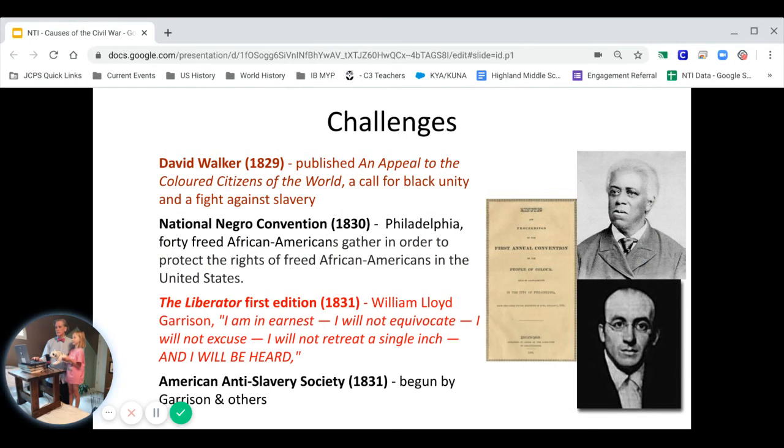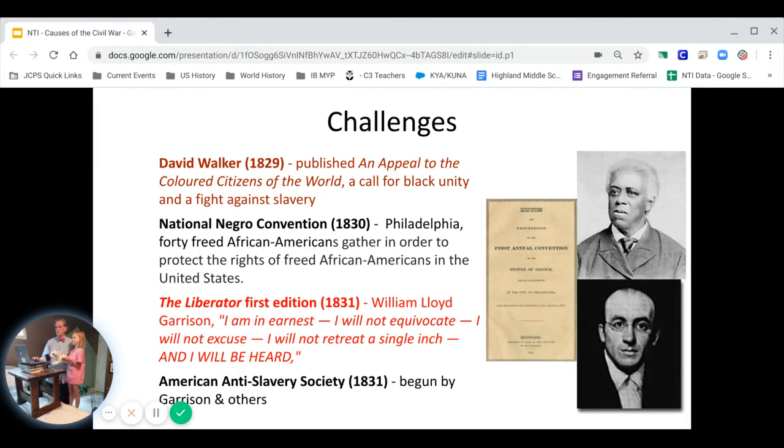So here are some challenges to it. David Walker in 1829 published a book called An Appeal to the Colored Citizens of the World. It was a call for unity among blacks and to fight against slavery. He was also one of the organizers of the first National Negro Convention in Philadelphia in 1830. 40 freed African Americans gathered together.